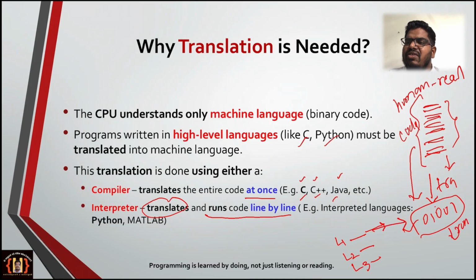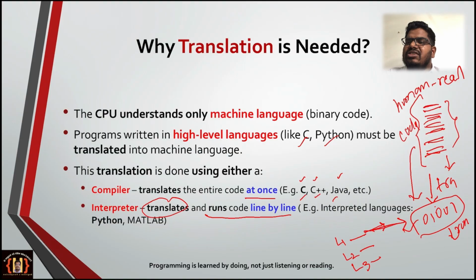So what is the meaning of running? It is actually bringing the program to the main memory, and in that main memory you give the input to the program, and you expect the output. The CPU executes by taking that input and gives you the output. That is the meaning of running. I'll explain in detail when we are actually dealing with the program. Right, so line by line.